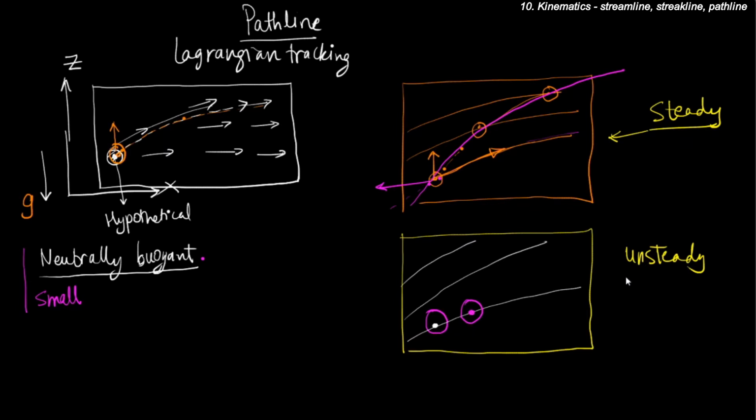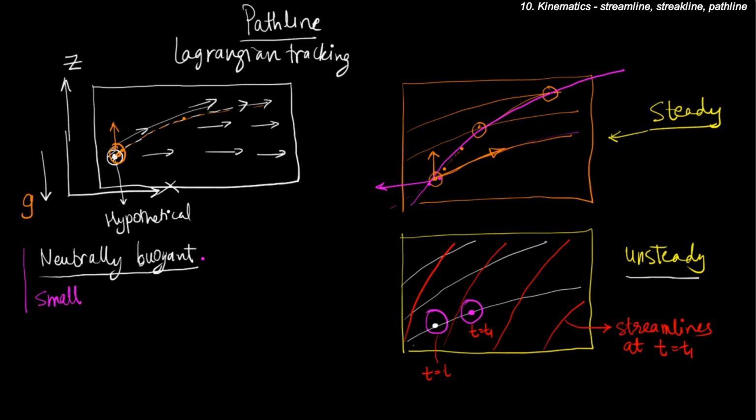But say that the unsteady flow changes its direction from this particular streamline to something like this. Let me draw it with a red color. So at the next time instant, the red color shows the streamlines at the snapshot at t equal to t1. So this is the particle at t equal to t1. This is the particle at t equal to t naught. The white is the streamlines at t equal to t naught.